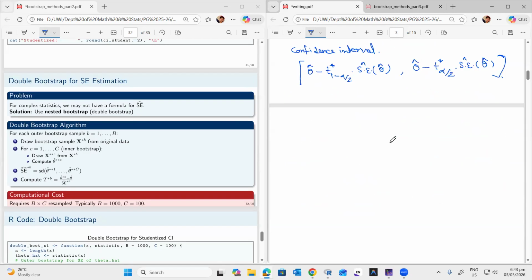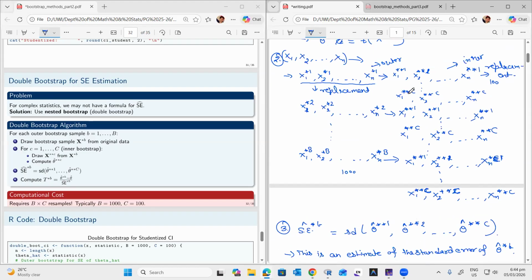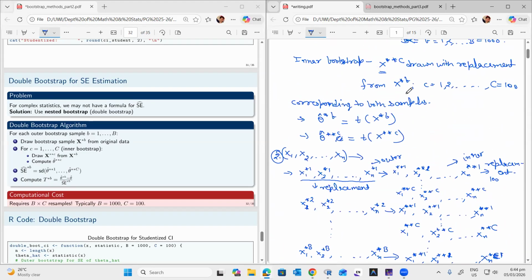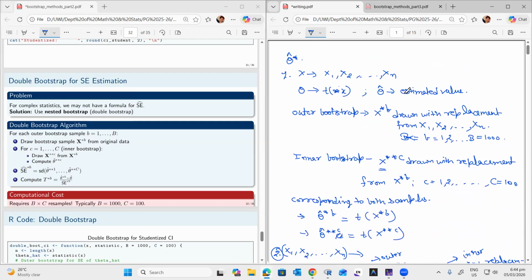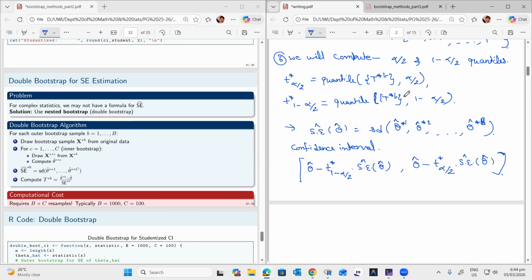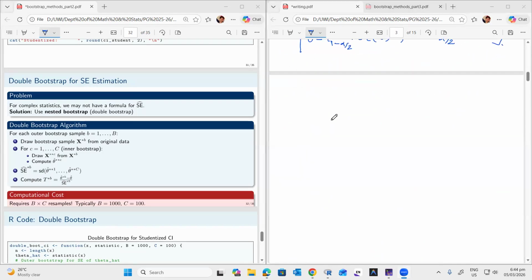Is there any confusion or any doubt that you have, or should we proceed? Do you have any question till here in this nested bootstrap method? Or should we proceed? Okay, so we will proceed after this.